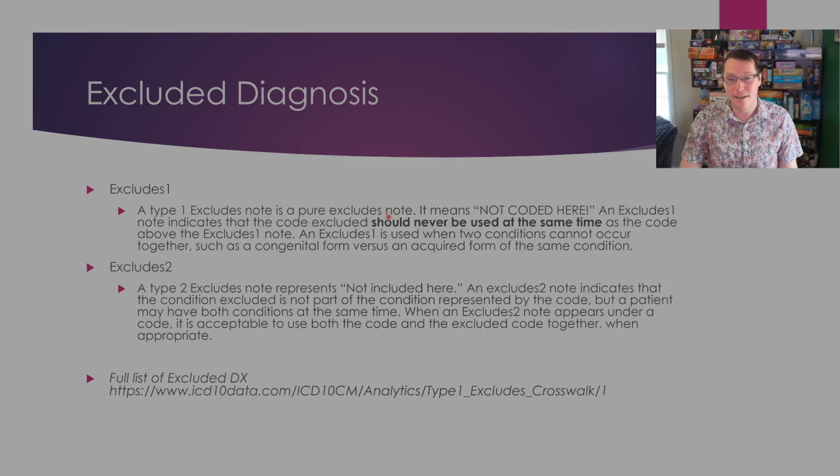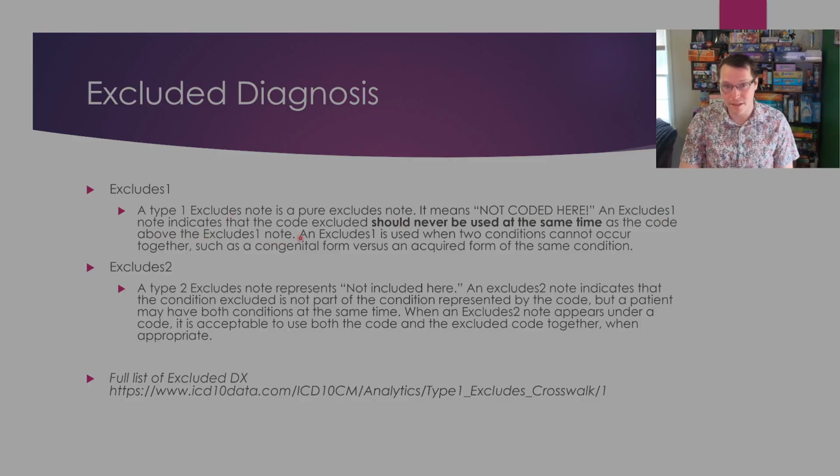Excluded 1s are conditions that cannot be coded together. They should never ever be used together. This is what it explicitly says. A type 1 excluded note is a pure exclude note. It means not coded here. An excluded 1 note indicates that the code excluded should never be used at the same time as the code above the excluded 1 note.